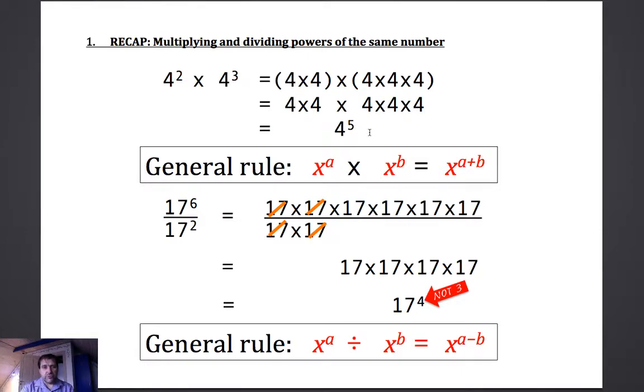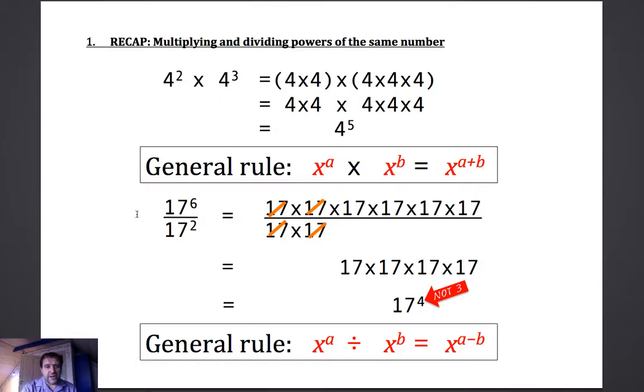So general rule, if you're multiplying powers of the same thing, then add the powers. X to the a times x to the b equals x to the a plus b. For example, 4 to the power of 2 times 4 to the power of 3 is 4 to the power of 5, because 2 plus 3 makes 5.